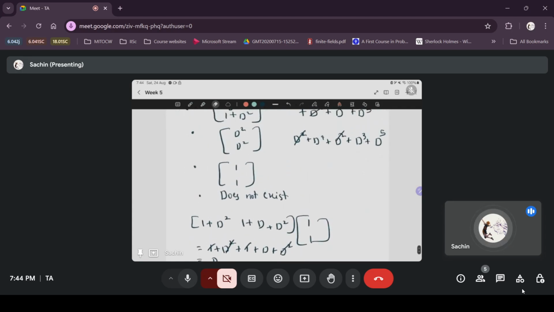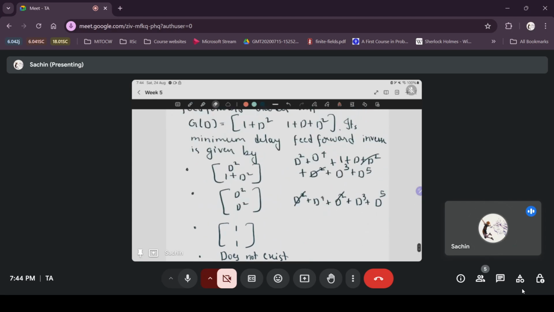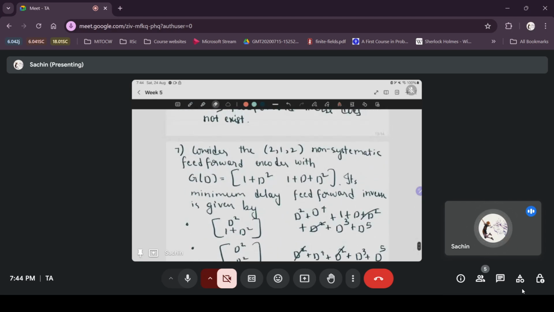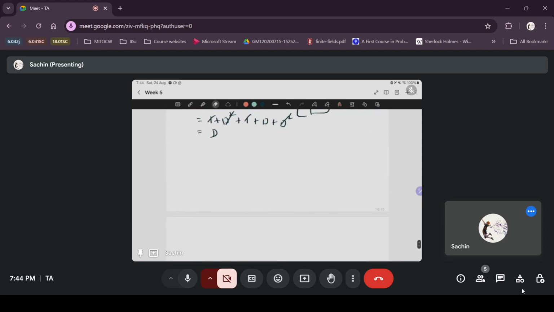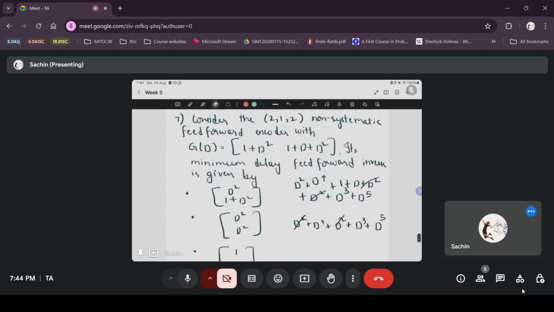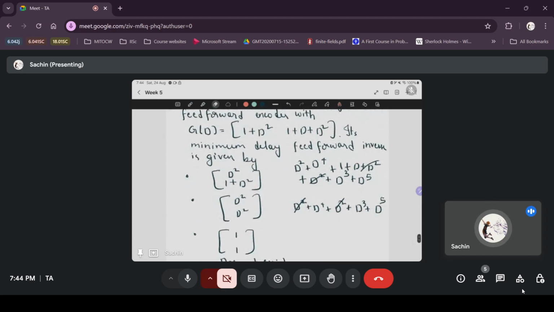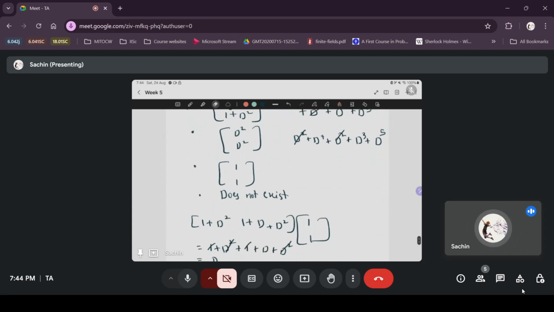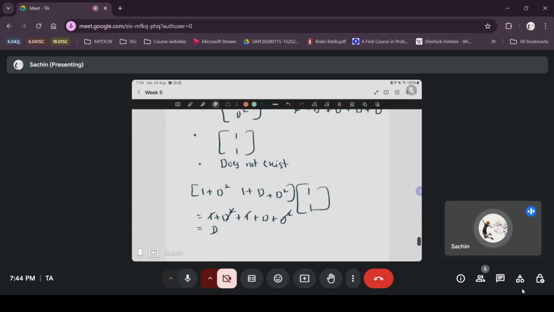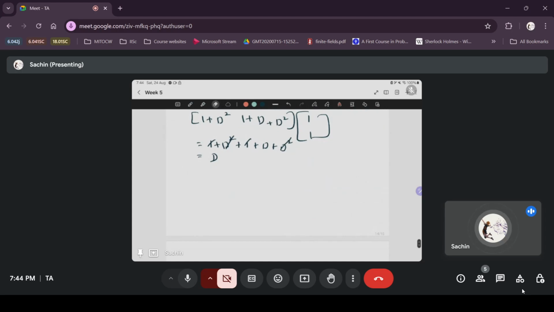So the least power of D should be there, but I'm not sure of the exact definition for minimum delay feed forward inverse. But the other two are not inverses at all, and we have found an inverse. So a minimum among those should exist. From that itself, you can see that one should be the minimum delay feed forward inverse.